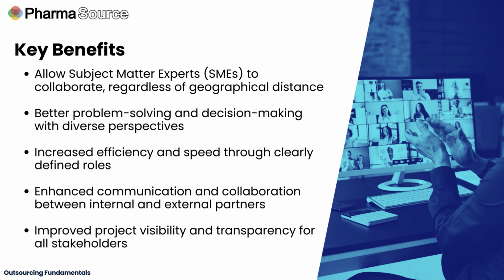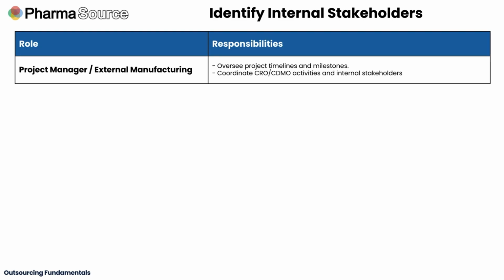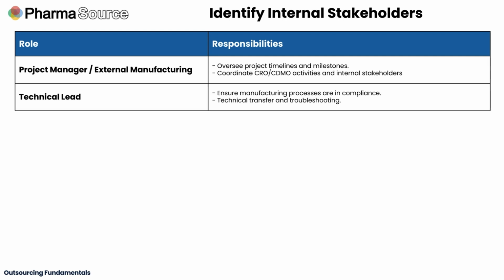The first step is to identify your internal stakeholders, people from different departments who need to work together for the project to be a success. The first role is that of your project manager, often your external manufacturing lead. This person is your key linchpin who oversees the project timeline and milestones and who coordinates activities across the CRO and CDMO and with internal stakeholders. Other important roles will include the technical lead, who ensures that manufacturing processes are correct and compliant and can be called on for technical transfers and troubleshooting.